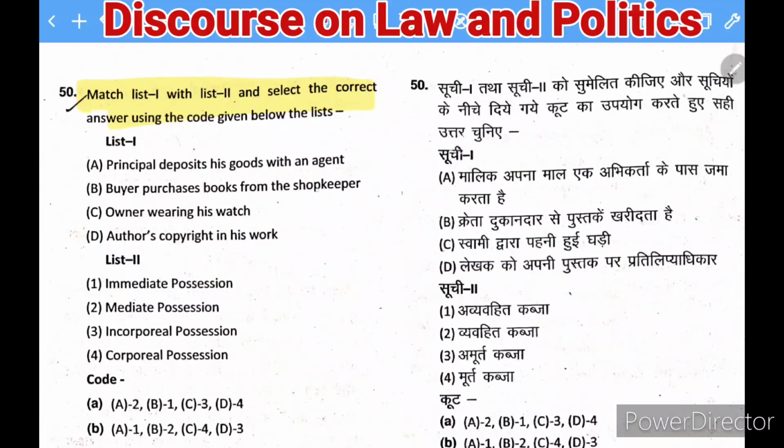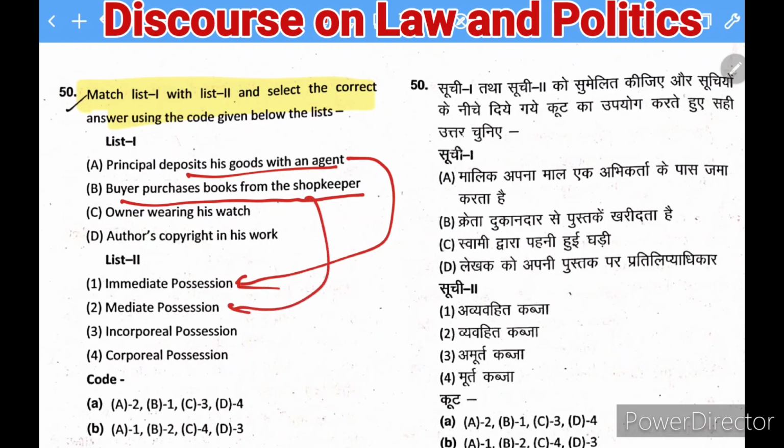And the second is about the types of possession. So let's start the matching here one by one. Principal deposits his goods with an agent. This is a kind of immediate possession. Buyer purchases books from the shopkeepers. This is also called immediate possession.